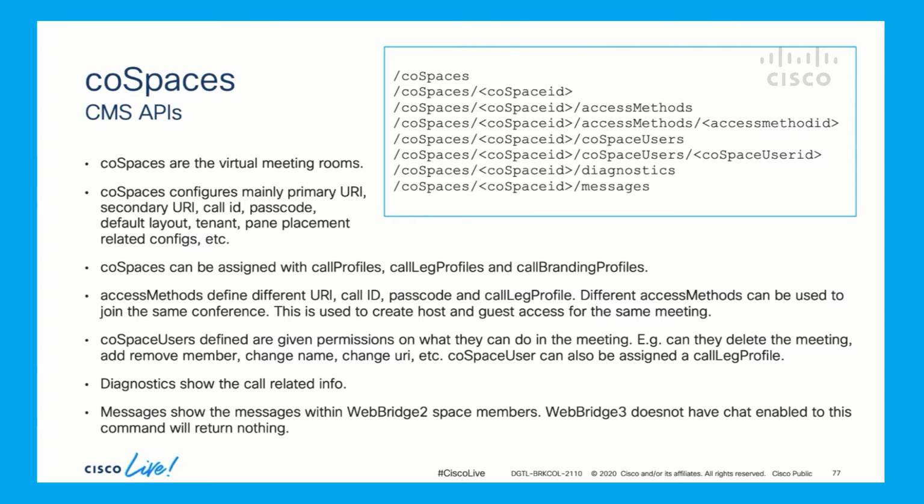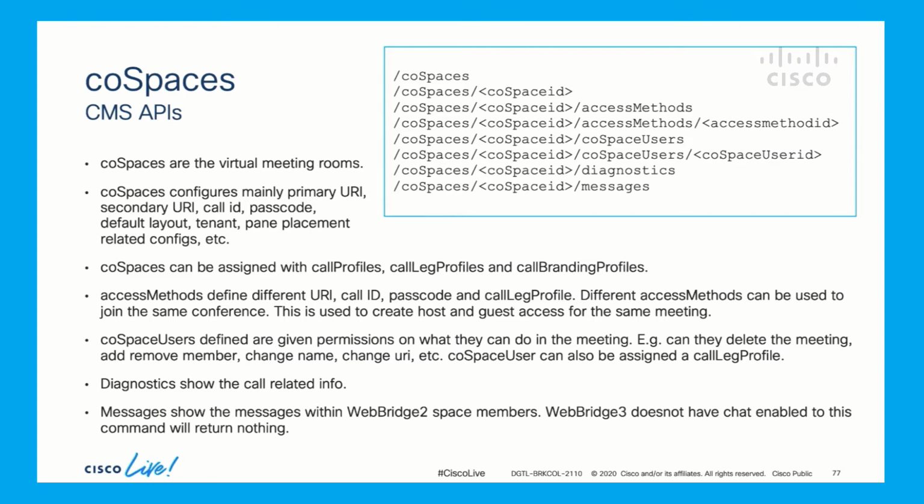Access methods can be configured for every CoSpace. This is not a mandatory configuration. Access methods give the ability to use different URI, call ID, and passcode to join the same CoSpace. Access methods are used to create the host and guest type of meetings.